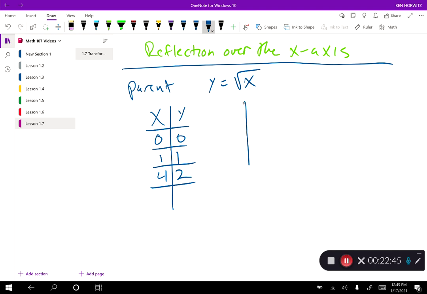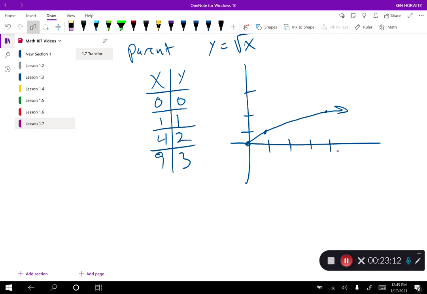So I'm just going to use, I can even use 9, 3. So 0, 0, 1, 1, 4, 2. And remember, it doesn't go either way. It just goes off to the right. All right. So that's the way our parent function looks.